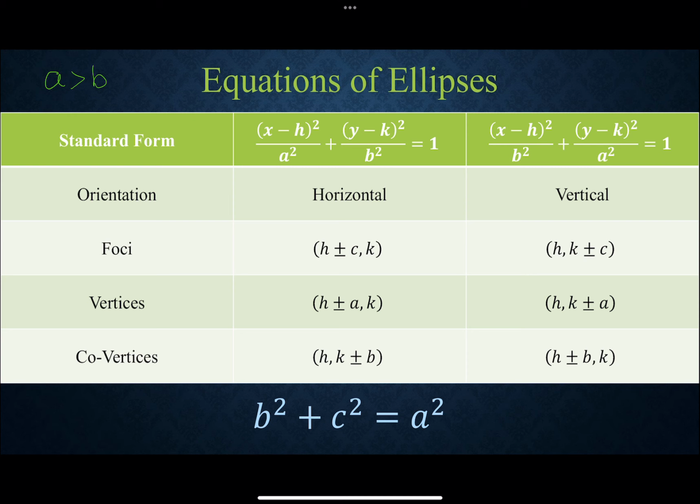And then a, b, and c all have a relationship that's based on the Pythagorean theorem. It's not your traditional a squared plus b squared equals c squared. It still technically is, but the letters are switched around for this particular problem. It's b squared plus c squared equals a squared. And typically we're going to use this to solve for either b or c. So c squared, for example, is a squared minus b squared, or b squared is a squared minus c squared.